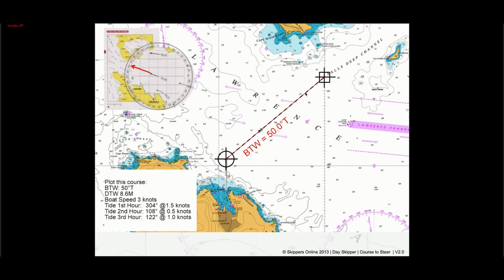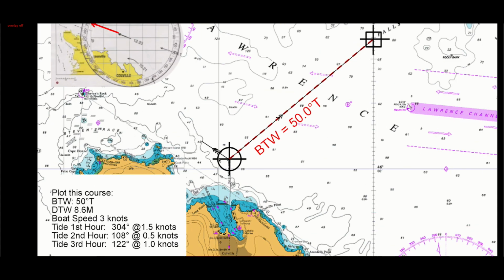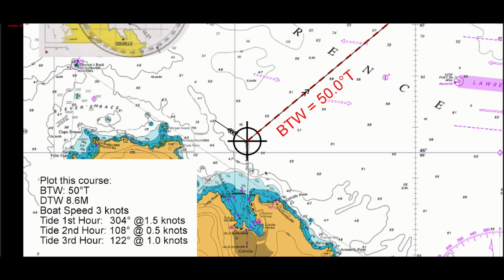So bearing to waypoint is 50 degrees, which is the same as in the example question. Distance to waypoint is 8.6 miles, same as before. I've slowed the boat speed to 3 knots. So first, we're going to use the original method. I can even zoom in a little bit here, and there's a reason why I've done thin lines that becomes obvious in a moment. So let's plot the first one, 304 degrees at 1.5 knots. Okay. Let's do the second one, 108 degrees at 0.5 knots, so quite close there.